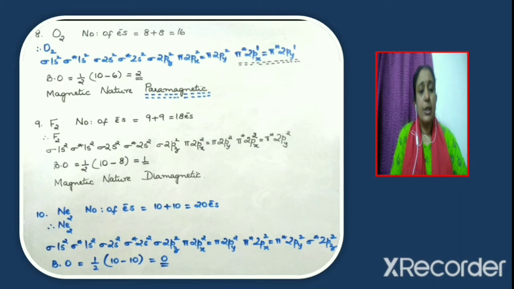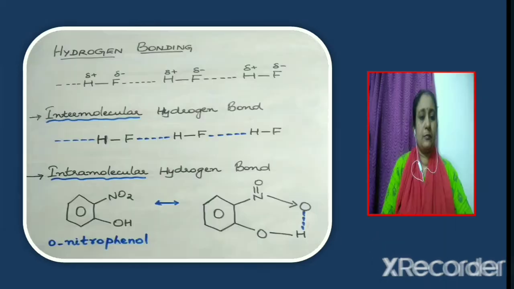Now consider neon molecule Ne2. Total number of electrons in this case is equal to 20. Now what is the electronic configuration? Sigma 1s2, sigma star 1s2, sigma 2s2, sigma star 2s2, sigma 2pz2, pi 2px2 equal pi 2py2, pi star 2px2 equal pi star 2py2, sigma star 2pz2. And what is bond order equal to? It is equal to 0. So Ne2 molecule does not exist.